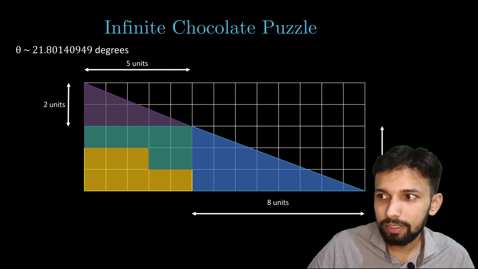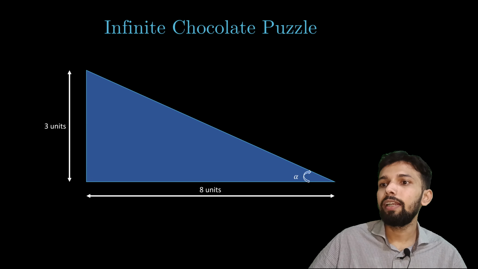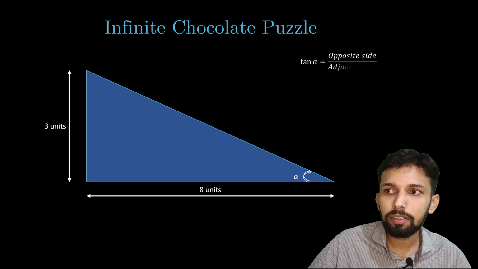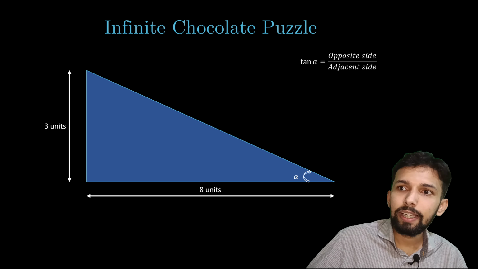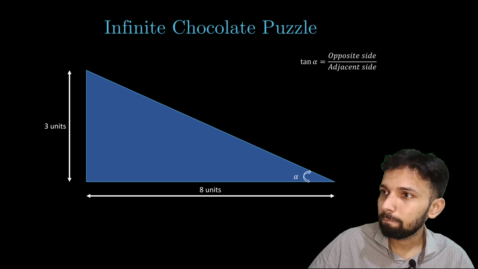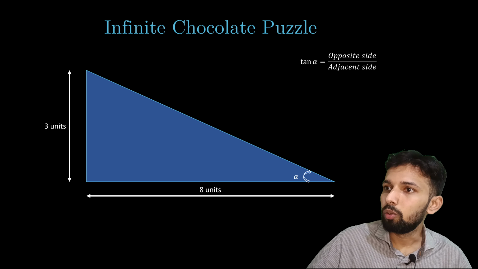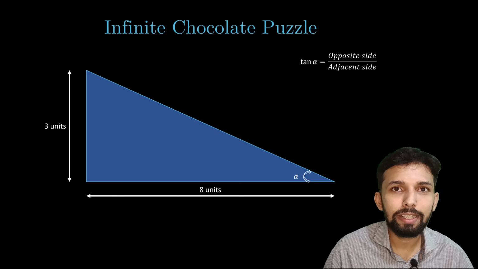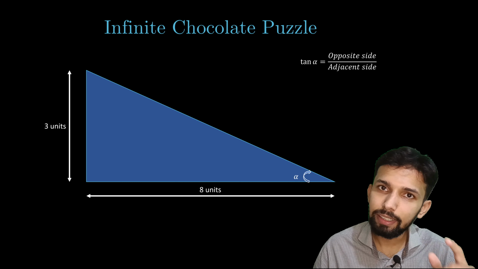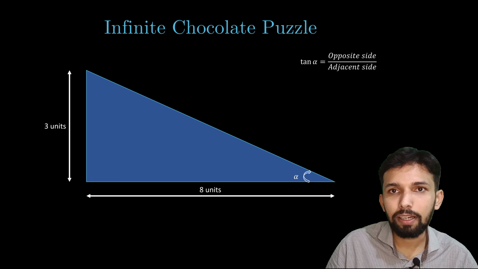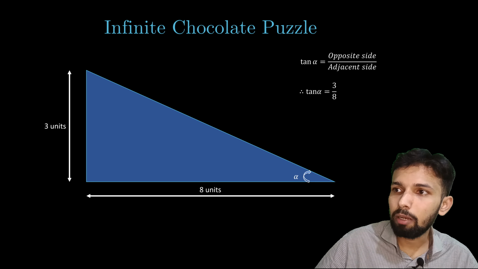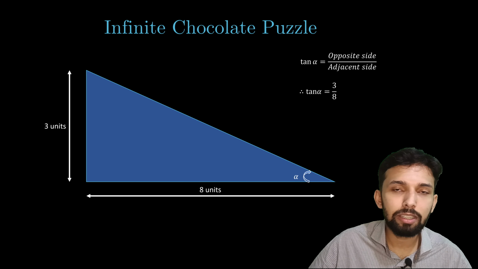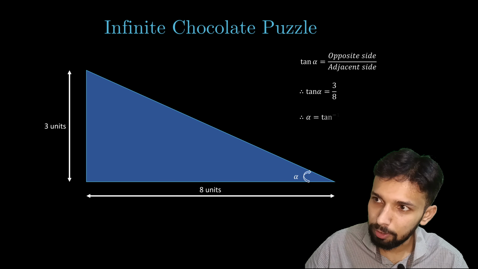Let's move back to the original diagram we started with. And now we're going to talk about the blue triangle. We know that the base and the height of the blue triangle are 8 and 3. For the blue triangle, we are going to call the rightmost angle alpha. For the purple one, we called it theta. For this one, we are going to call it alpha. So if we take the tangent of alpha, it is going to be 3 over 8, because it is the ratio of the opposite side to the adjacent side, just like we did for the purple one.